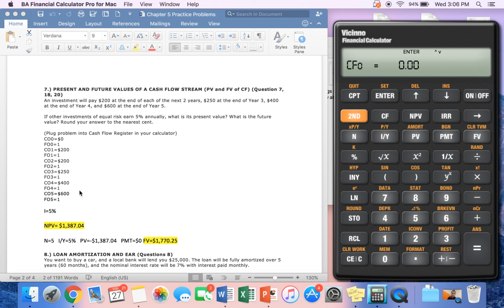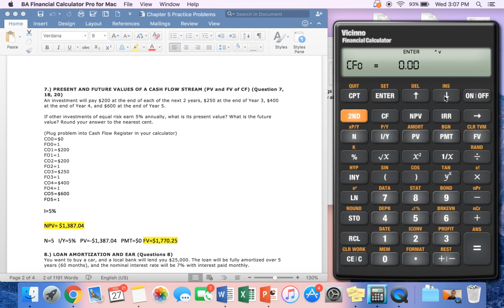So in this question, if you go back to your Word document here, I've broken out those cash flows for you to visualize what it looks like. So you can visualize the timeline here. This is the cash flow register. So remember, the CO means my cash flow in whatever designated year, and the FO means my frequency. How many times did it repeat itself? So I've broken it out here for you, but let's go ahead and plug it into our calculator.